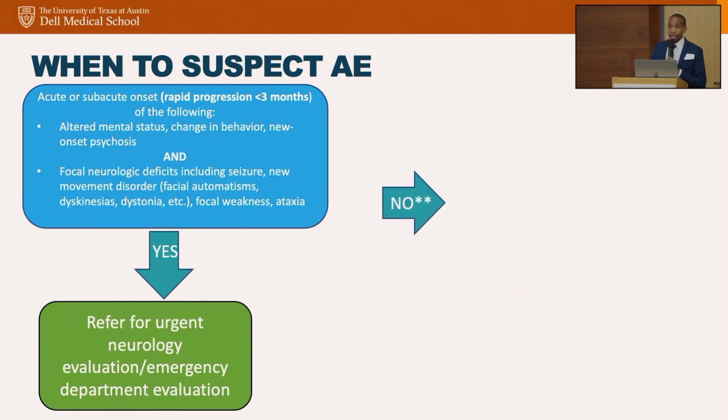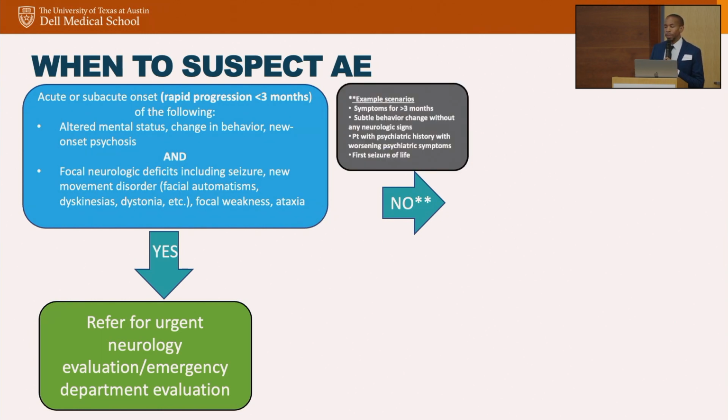Now, what you may see a little bit more commonly are cases that aren't slam dunk autoimmune encephalitis. Some examples could be a kid that presents with 6 months of symptoms or a year's worth of progressive symptoms, or maybe a kid that has a known psychiatric history that has worsening of their psychiatric disorder, or a kid with a first seizure. All of these are scenarios that you can work up in the outpatient setting, whether you want to take charge of sending some diagnostic studies or referring to neurology in the outpatient setting.